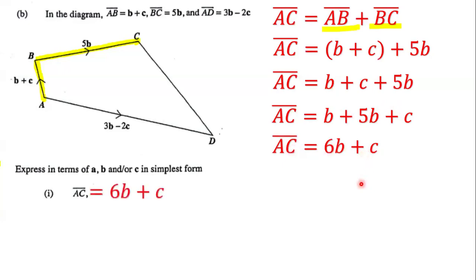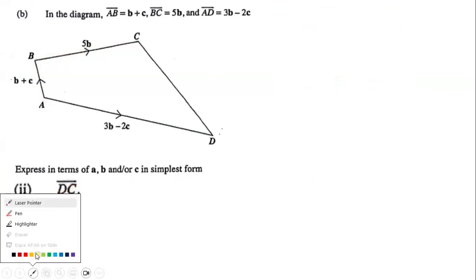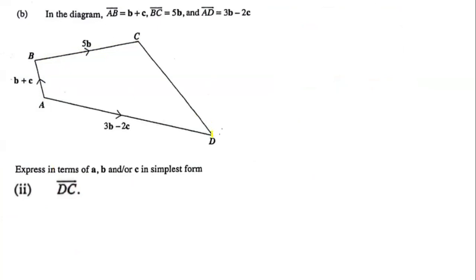Next, we are going to determine what is DC. Now, DC means that we start at D, but we end at C. So we're gonna move from D to A, and then we're gonna go from A to C. The reason why we go from A to C is because we already know what AC is, we just figured that out in the previous question. So we're gonna go from D to A, and then from A to C.